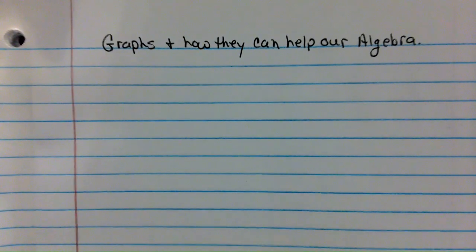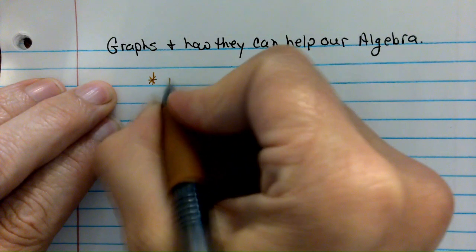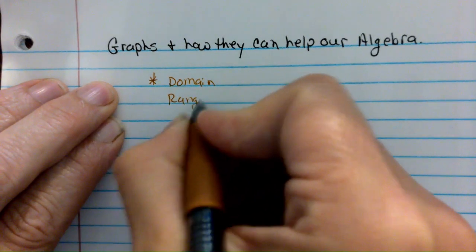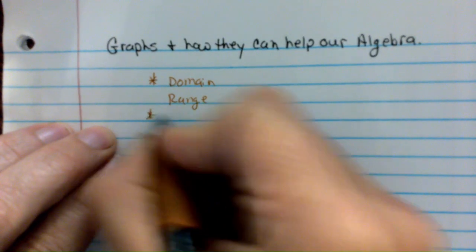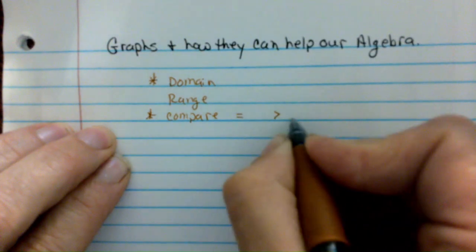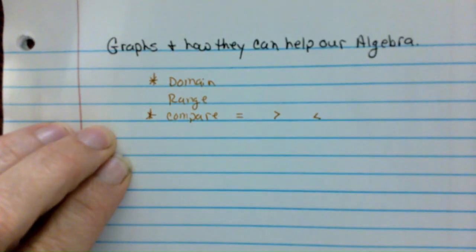When it comes to graphs, if you're really good at graphing or if you have a graphing technology device available to you, they can really help our algebra. However, we have to be able to have an understanding of what a good viewing window is. So things that we can get should we have a quality viewing window is we can visually see the domain and the range, as well as compare or solve when things are equal, greater than, or even less than.